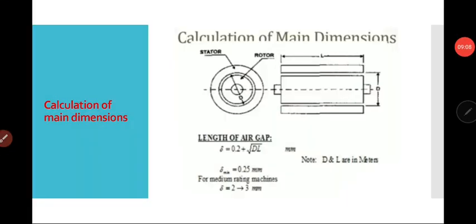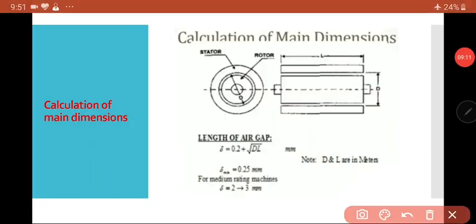From that explanation I hope you understood which one is part of the rotor and which one is part of the stator. Also you can understand what the air gap is. For that, some relations are given for the length of the air gap: del equals 0.2 plus square root of dl. What d and l are, I hope you know very well from this explanation. D and l are generally considered in meters, and for medium rating machines del is considered between 2 to 3 mm. So these are the calculations of main dimensions.